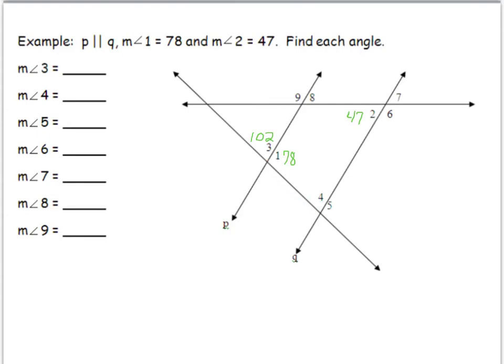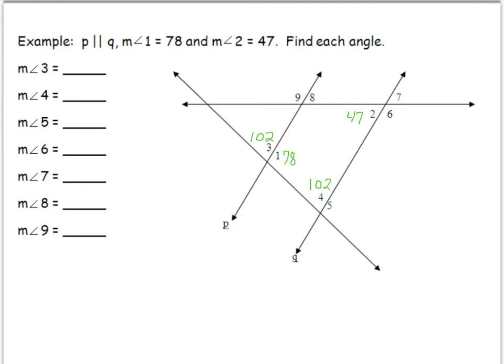Now that I've got that, I can also ask you about angle 4. Angle 4 and angle 1, if you notice, form same side C's. Same side C's, if lines are parallel, are supplementary. So what should angle 4 be then? Well, they have to add up to 180, so this is going to be 102 also.